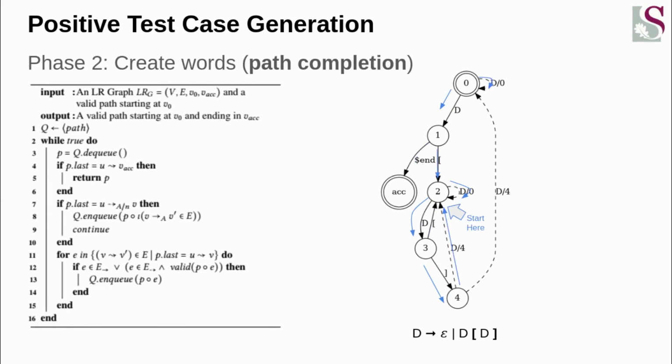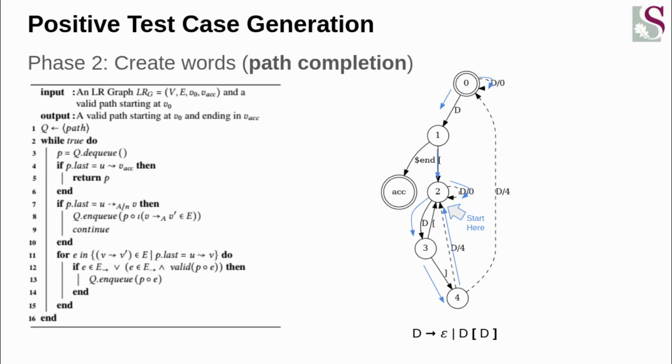The path completion phase works very similarly to the flooding phase from before. It also uses breadth first search, except that it will keep on running until we have found a possible path that ends at the accept state. The easiest way to understand all of this is by once again looking at an example. So we'll continue the example from before, where we ended up with the pop edge from state 4 to 2.